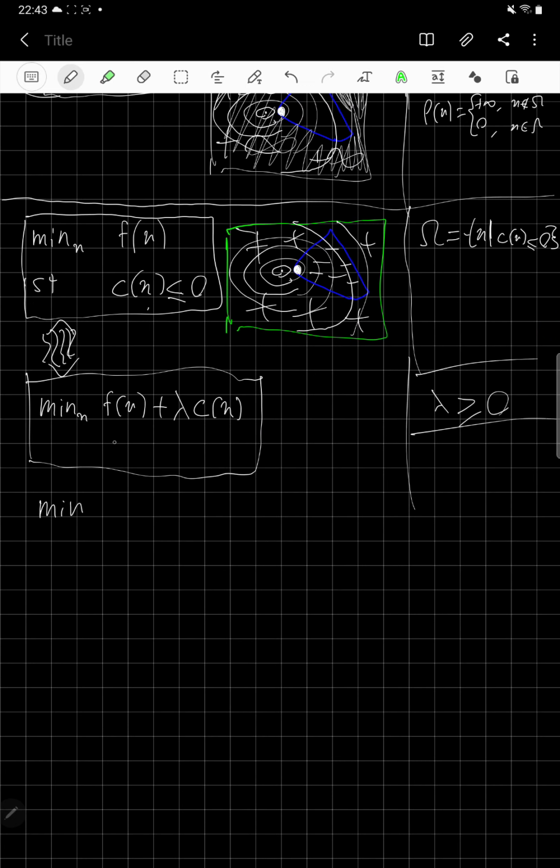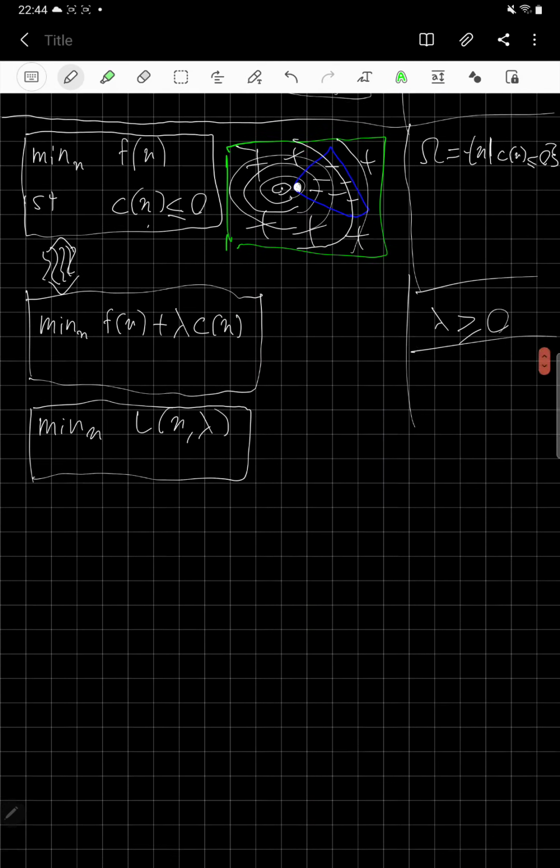Okay, and we're going to rewrite it in this way. This function, which is f of x plus a penalty, is going to be equal to L of x, lambda. Okay, this is called the Lagrangian. This is what the Lagrangian is. The Lagrangian is just the objective function, which is f, plus a penalty.